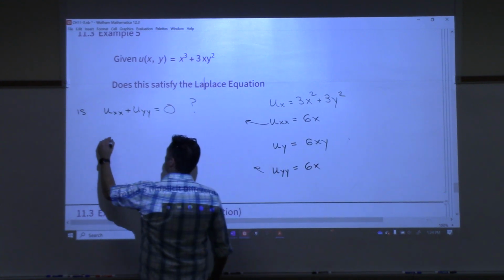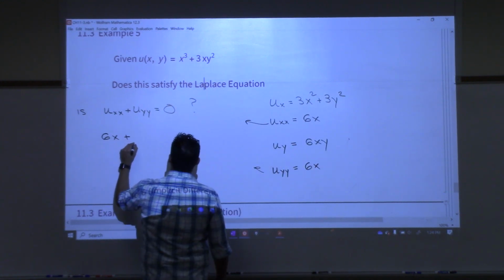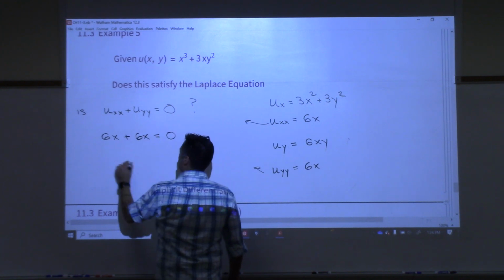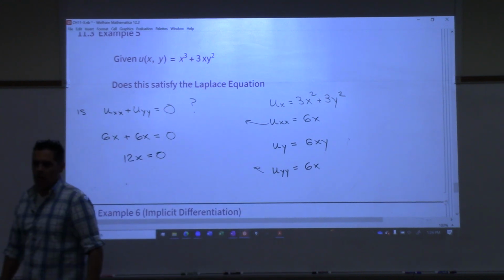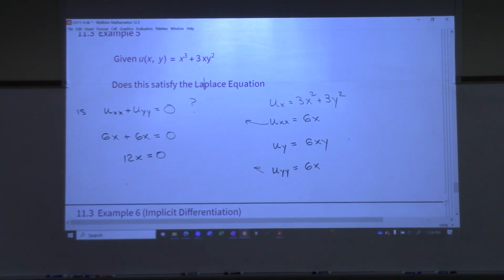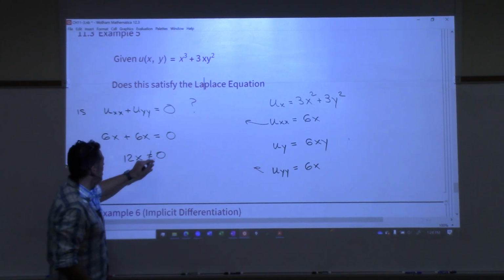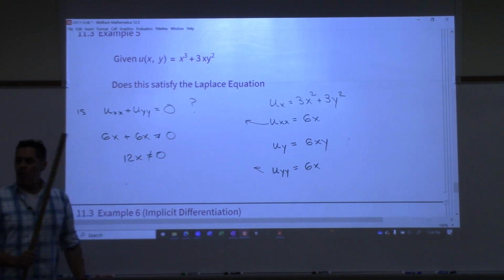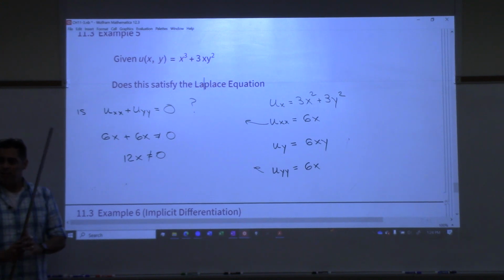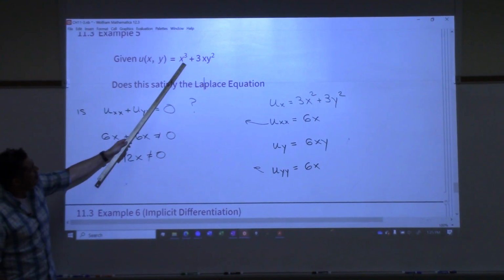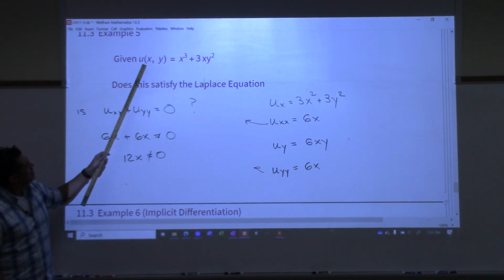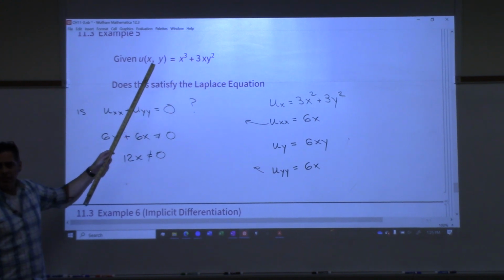And now we take those two answers and we plug them in over here and see if it's true. So does 6x plus 6x equal 0? Well, does 12x equal 0? No, not always. Now there is a value of x for which it does hold, only one value, but generally it's not true. So the only point at which this satisfies the Laplace equation is when x is 0. And if x is 0, then what is your function? It's just a 0 function.